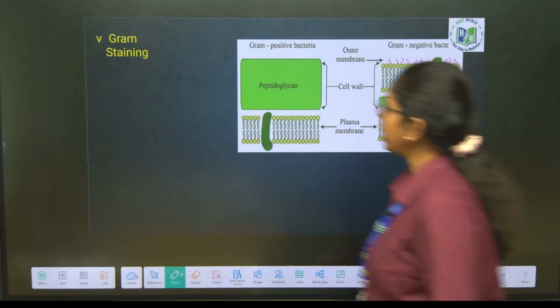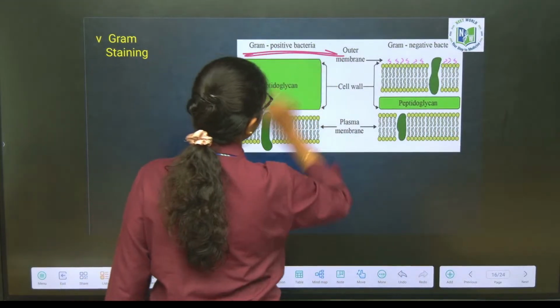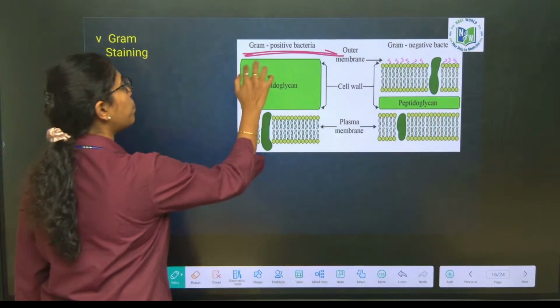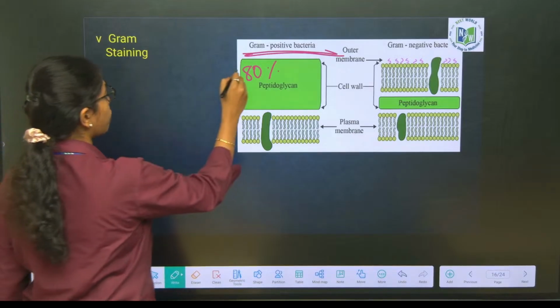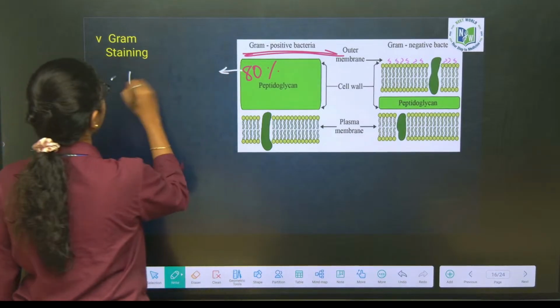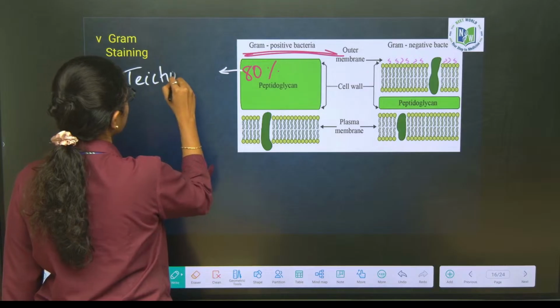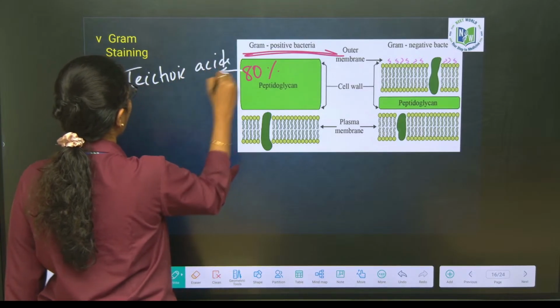Listen here carefully. First is gram-positive bacteria. It has 80% of peptidoglycan in its cell wall. 80% of peptidoglycan. Along with it, it also has teichoic acids and murein.